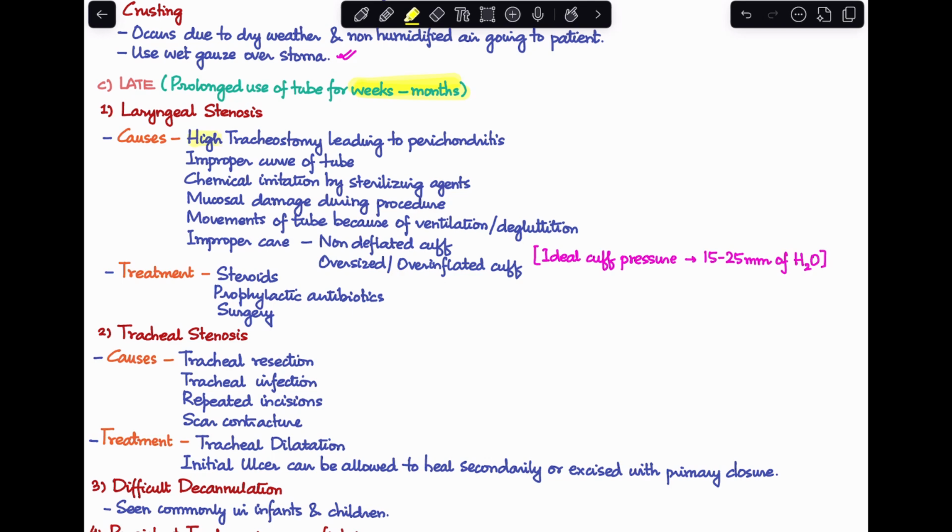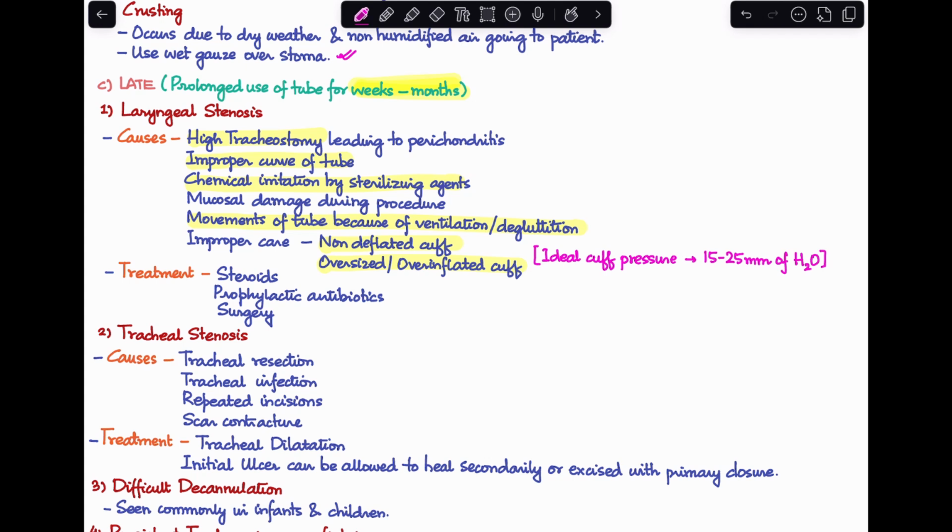This can happen in cases of high tracheostomy, which leads to perichondritis of the cricoid cartilage, leading to stenosis of the subglottic region, or if there is improper curvature of the tube, or because of chemical irritation by sterilizing agents, if there is some mucosal damage which has occurred during the time of surgery, if there are movements of the tube because of ventilation or deglutition, or if we have not taken proper care of the patient in the post-operative period, if there is a non-deflated cuff or an over-inflated cuff.